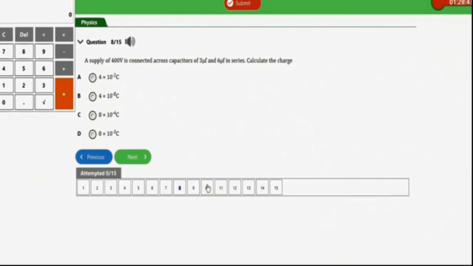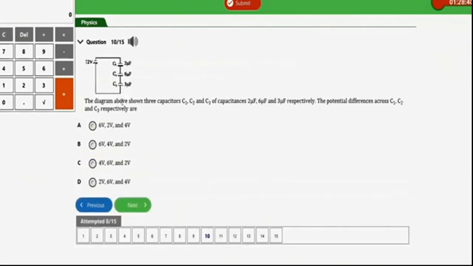So the next repeated question will be this one. It says the diagram above shows three capacitors C1, C2, C3 of capacitances of these values respectively. The potential difference across these capacitors respectively are. So guys, for this particular question, this might take a little time to solve, but it's very simple. Firstly, we need to get the charge for the effective capacitance. So the connection we have here is a series connection. Let's get the effective capacitance of this series connection.